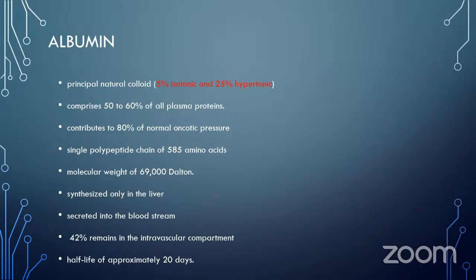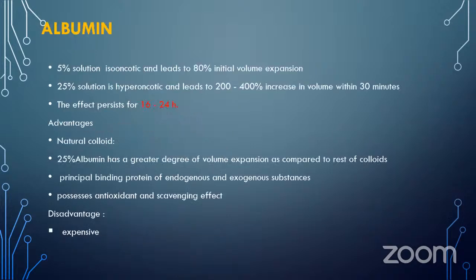42% of this remains in the intravascular compartment, and the half-life is huge. The moment you give albumin, it tries to stay in the intravascular volume for up to 20 days in a normal healthy volunteer. The albumin 5% solution is isooncotic and leads to 80% of the initial volume expansion. And if you take a hypertonic albumin, that is the 25% solution, it leads to a 200 to 400% increase in the volume within 30 minutes, and the effects persist for 16 to 24 hours.